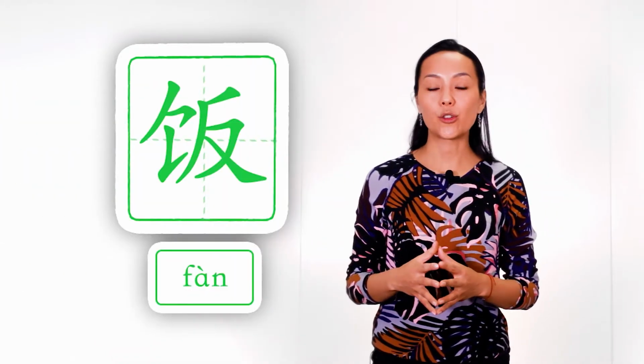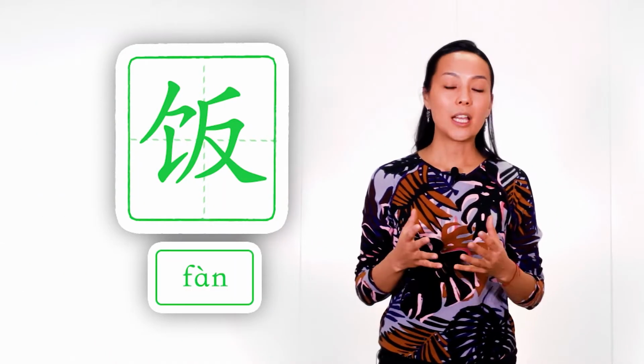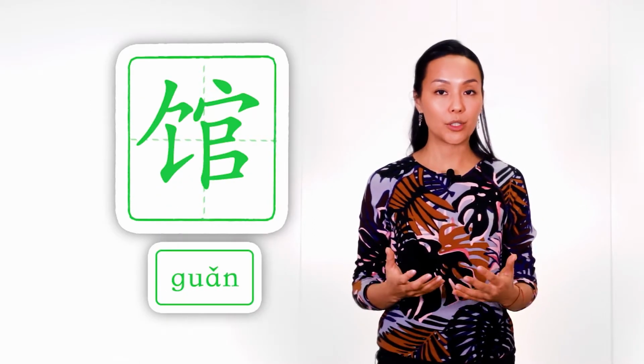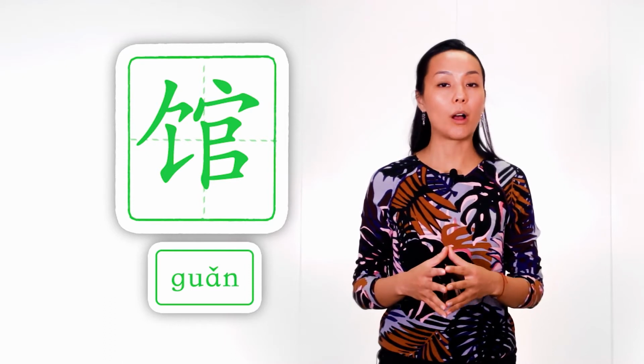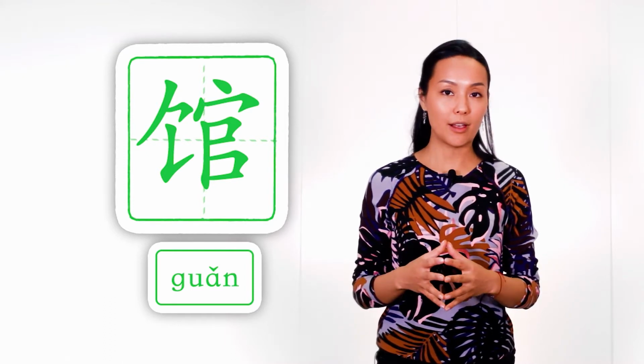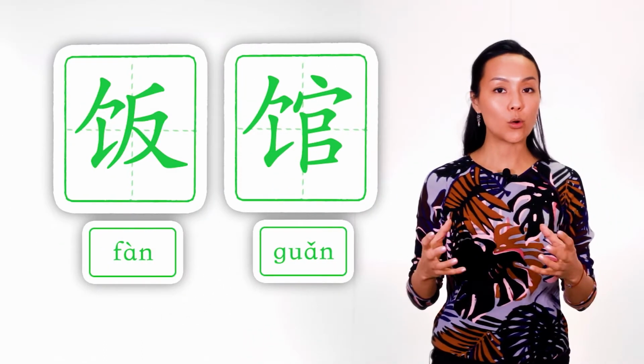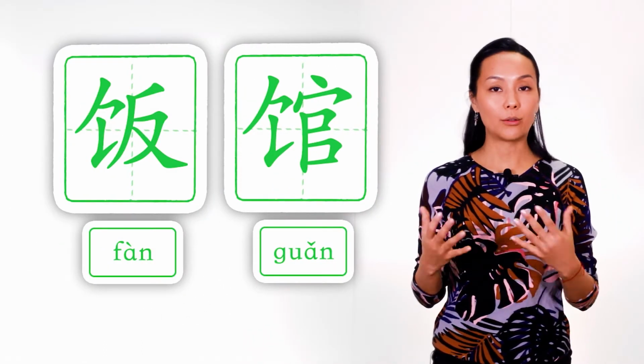And now let's study characters with this radical. The first character, it's a word meal, especially cooked rice, 饭, and we see our radical on the left. The second character, it's a word accommodation for guests, 馆, and again we see it on the left. And if we put these two characters together, we make a new word, 饭馆, restaurant.